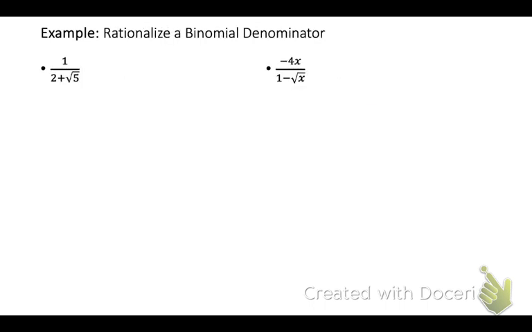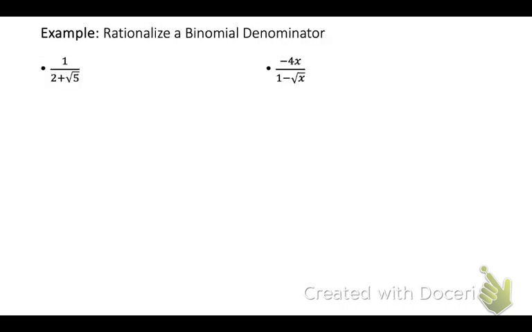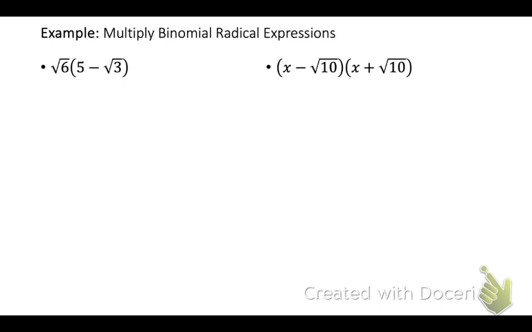Okay, so we can't leave a radical in the denominator, correct? No. So, how did we just get rid of the radicals? We multiplied it by its conjugate. It's the same thing, and this sign is different. The difference of squares.